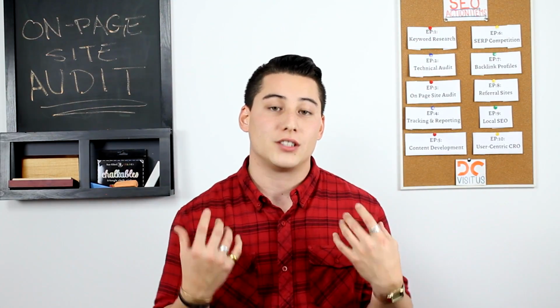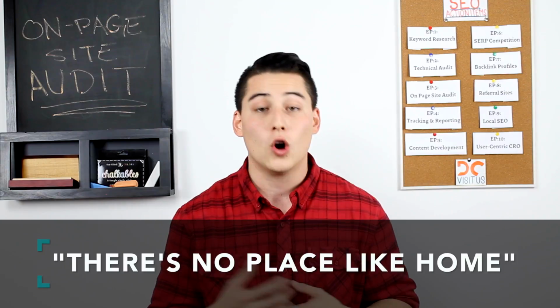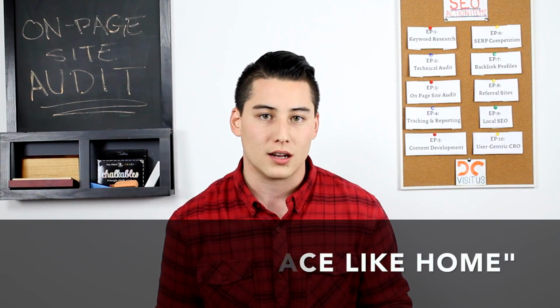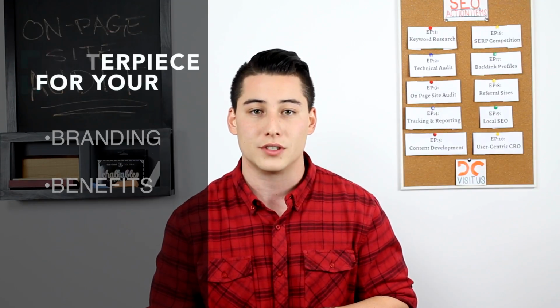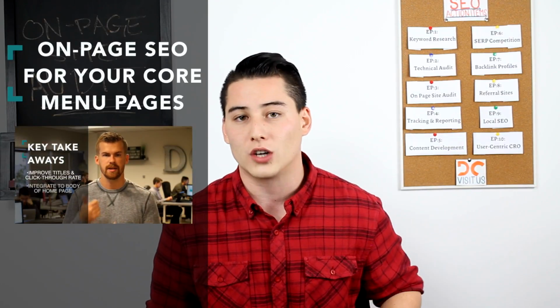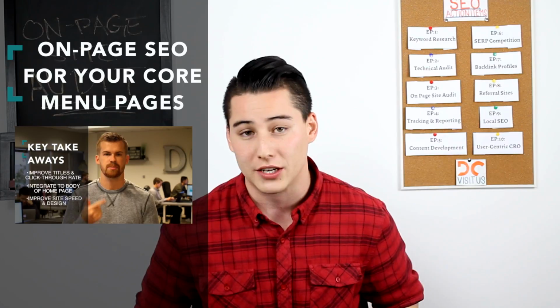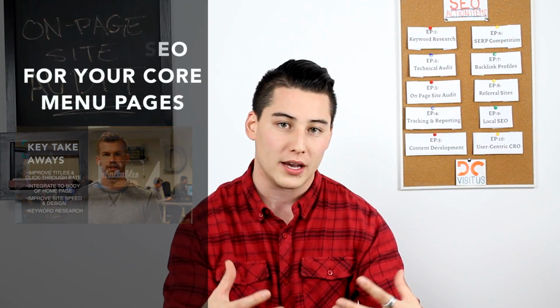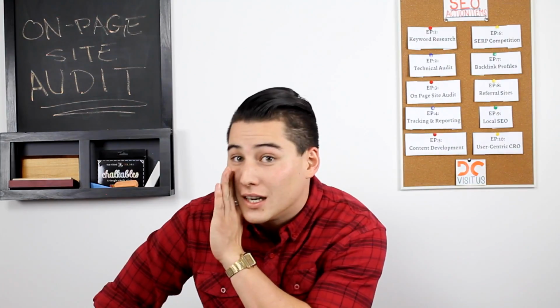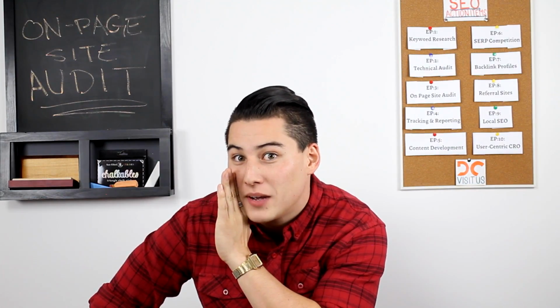So in terms of actually getting started on your on-page SEO audit, your homepage is always going to be a good place to start. This is going to be the center of your branding and a lot of the benefits that you offer your different users. And we actually have a video that you can watch on how and where to start your on-page SEO audit. But for the most part, your homepage is going to be the center of your domain, so starting there is always a good idea. But it's not as important as your service pages.